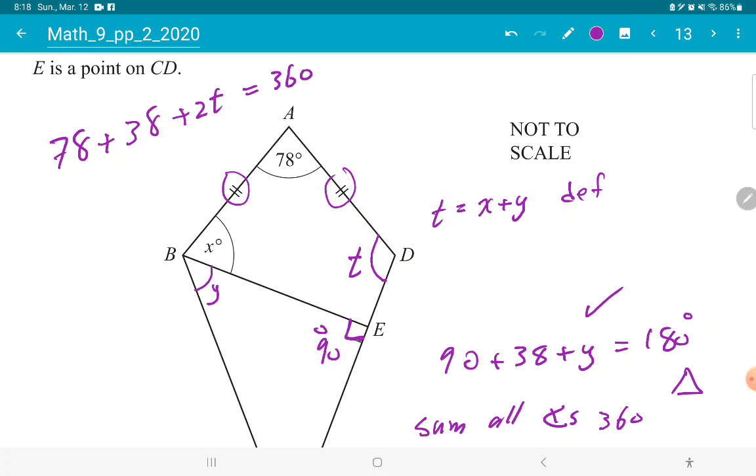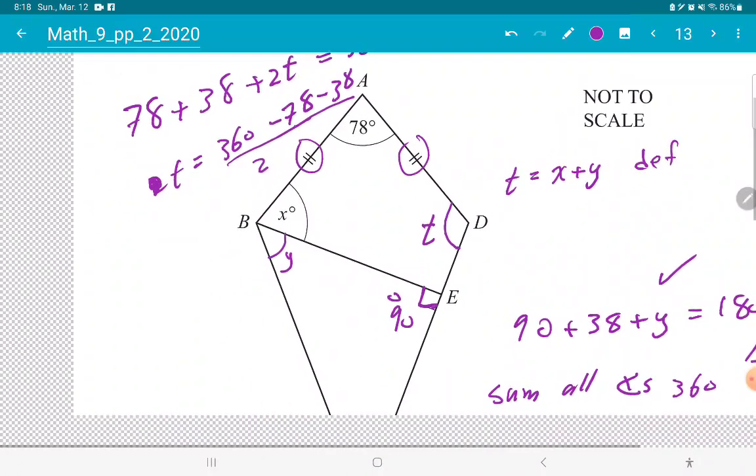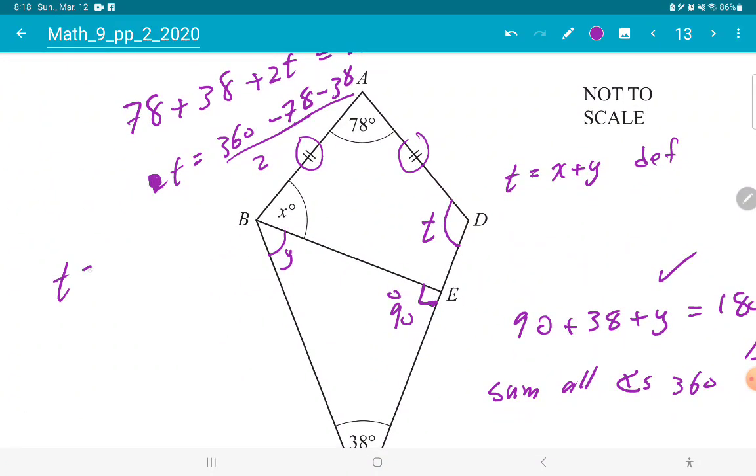Then from this equation, it's easy to get t. 2t equals 360 minus 78 minus 38. And then whatever you get, divide everything by 2 to get rid of this. So now t is a number, but we know t is x plus y. That is a number, y is a number, then we get x. That's it.